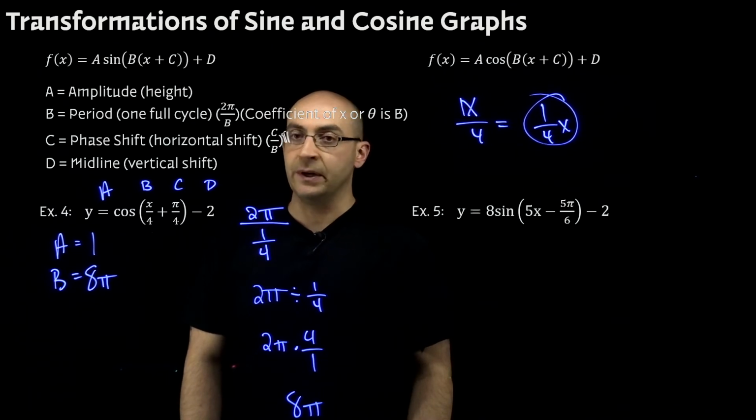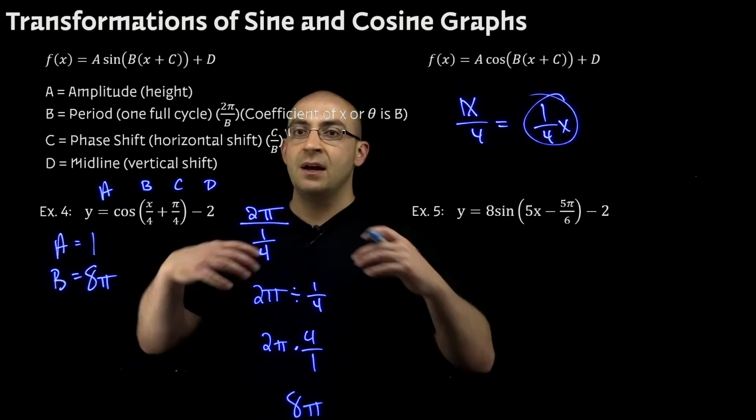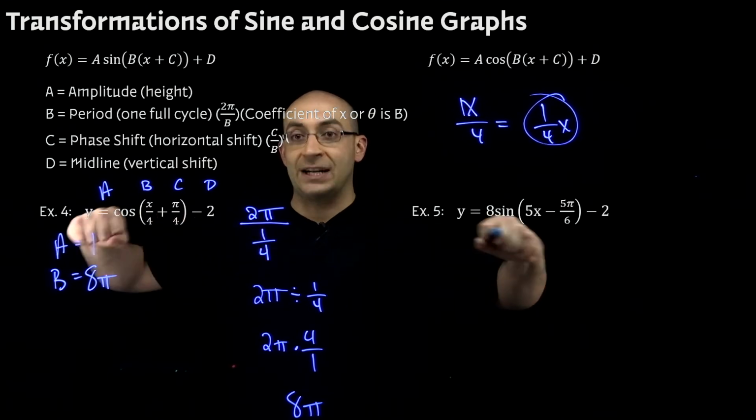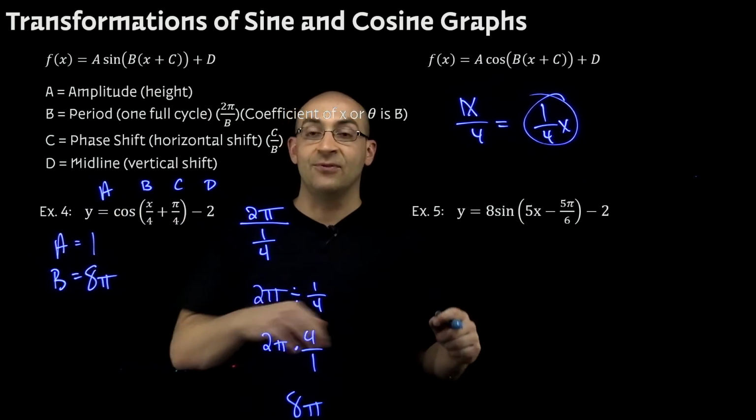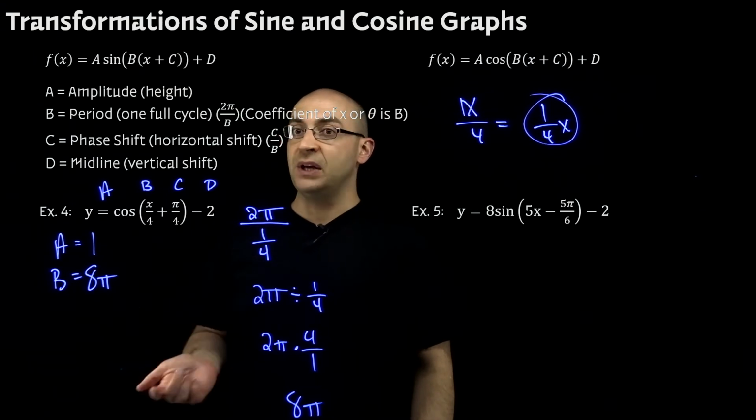It's a pretty big period, which means what happened is it got horizontally stretched by a significant number because it goes 8 pi before it repeats. And that's a big, big, big stretch.